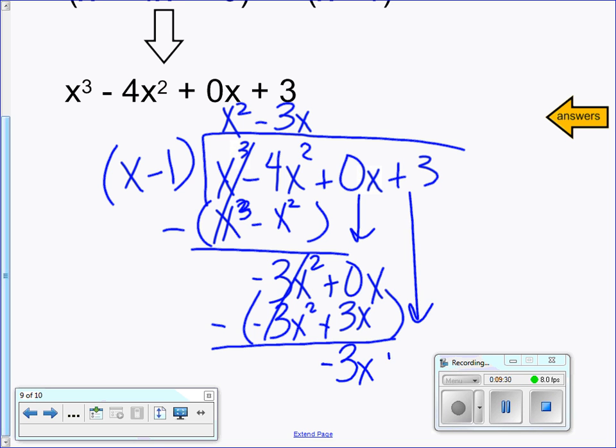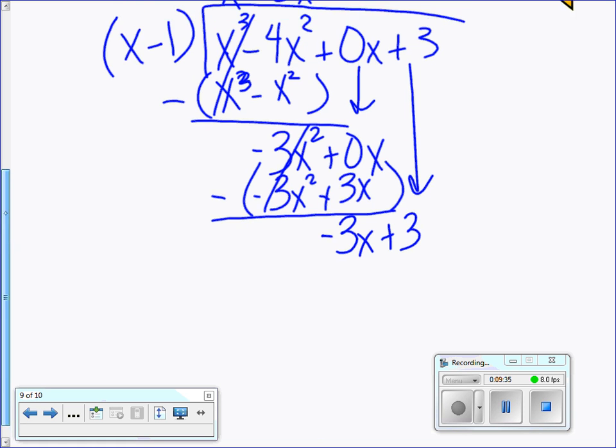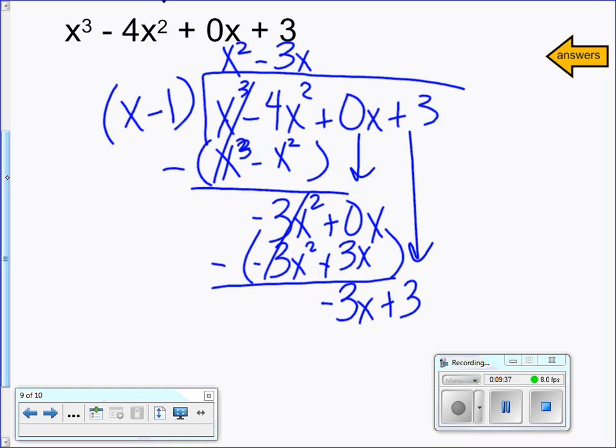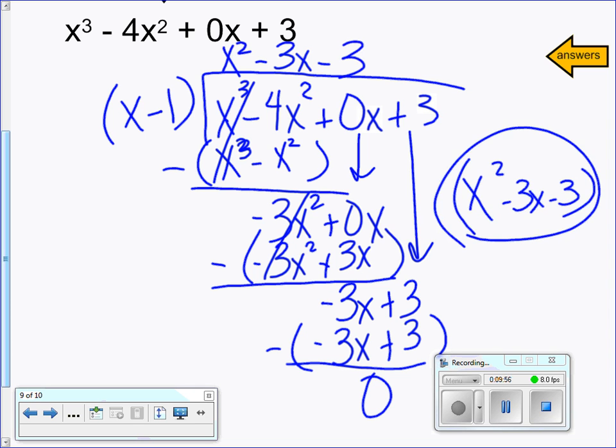Bring down the 3. Negative 3x divided by x is negative 3. Negative 3 times x is negative 3x. Negative 3 times negative 1 is 3. I subtract the whole thing, and I get 0. So my answer is x squared minus 3x minus 3.